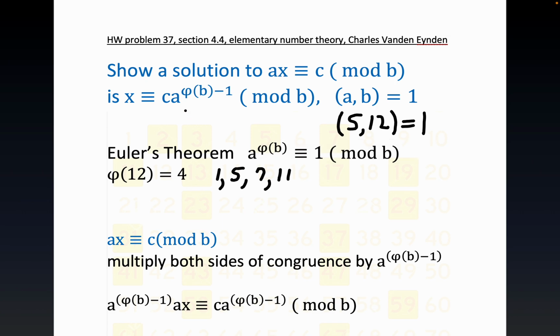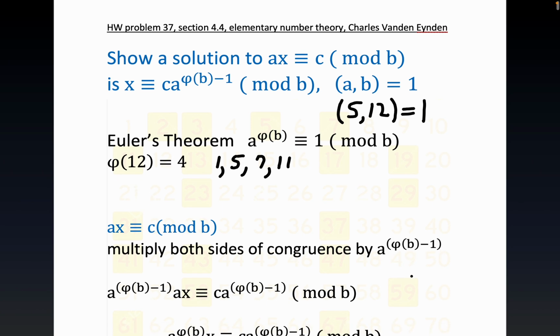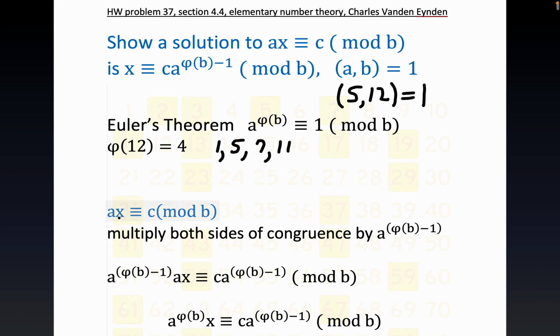Now, since what we're trying to show is this, it follows that we should multiply through by a raised to the phi of b minus 1. So phi of b minus 1 is a complicated looking exponent. That's what we do in this very next step. We take the given congruence that we're trying to solve and multiply through by this. And that's exactly what you see here. Notice the only other thing happening is that this a is raised to the first power.